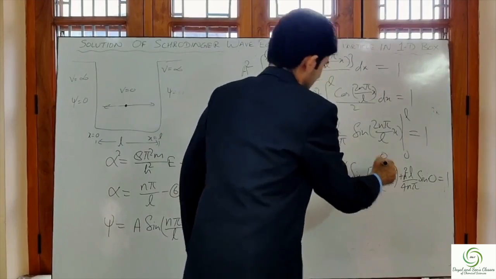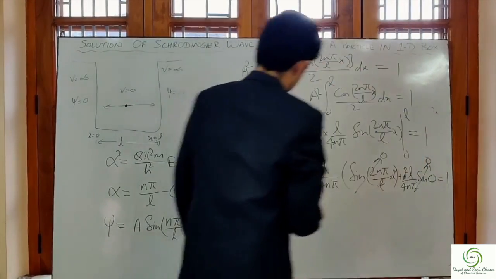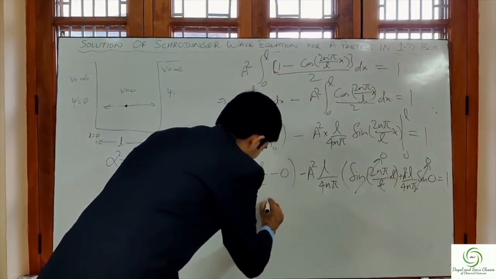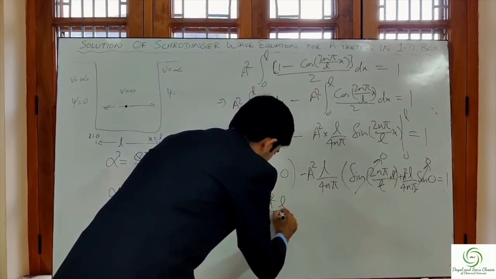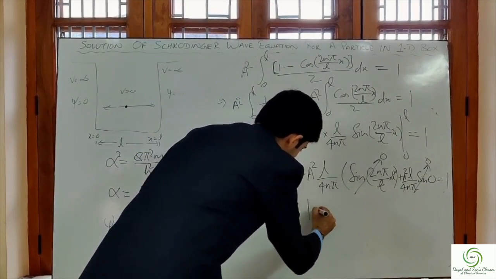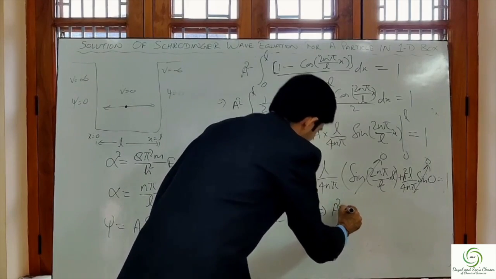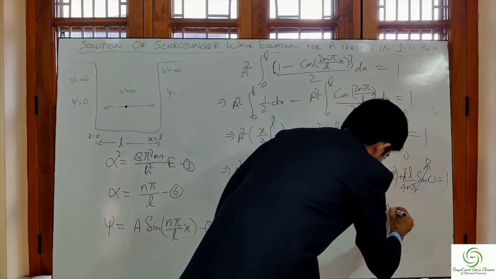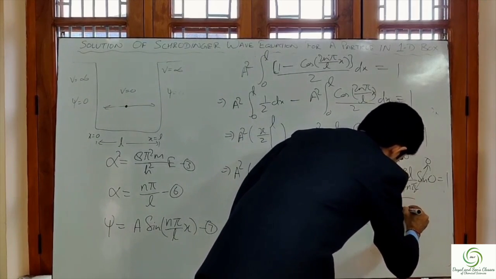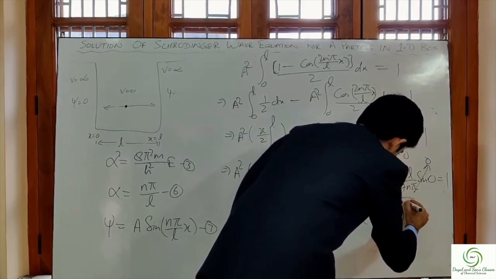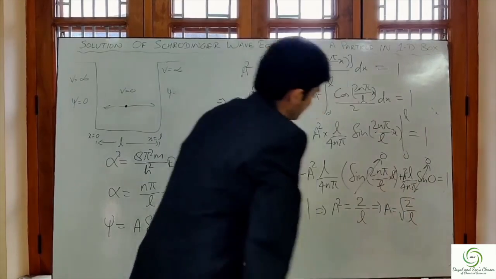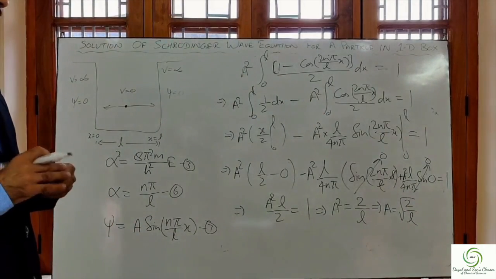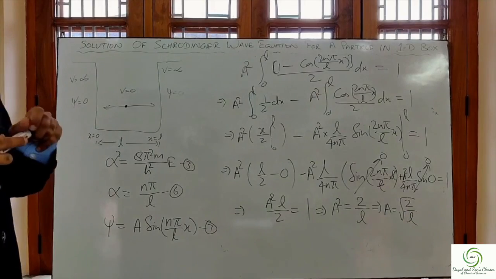This term is 0. This is also 0. So what we are left with is a square L upon 2 is equal to 1. This implies a square is equal to 2 upon L. This implies a is equal to under root 2 by L. So the value of a is under root 2 by L.